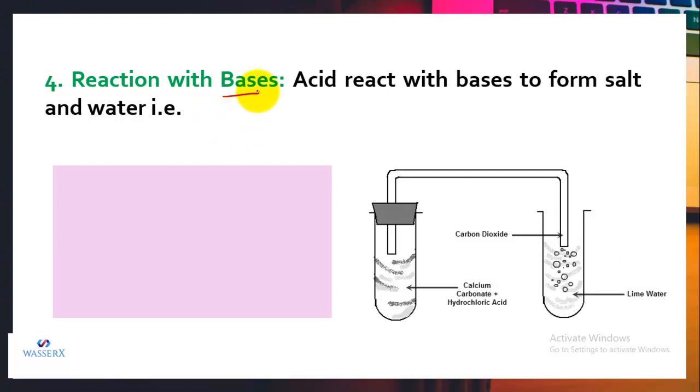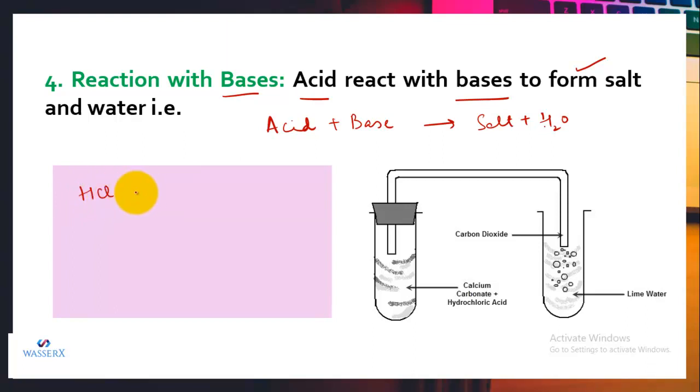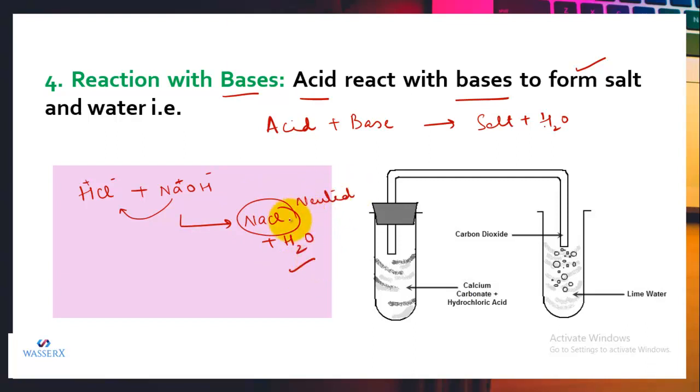Another property is reaction with bases. Whenever any acid reacts with a base, it forms salt and water. So if you have any acid and you react it with a base, it will lead to formation of salt and water. Let's take an example. If I have HCl and I am taking a base, let's say sodium hydroxide, how are they going to react? Write the valencies. It will form NaCl, and along with it water is formed. So we get a neutral substance, that is salt and water. This NaCl is neither acidic nor basic. It is a neutral substance, and this reaction is termed a neutralization reaction, because whenever acid and bases react, they form a neutral substance.